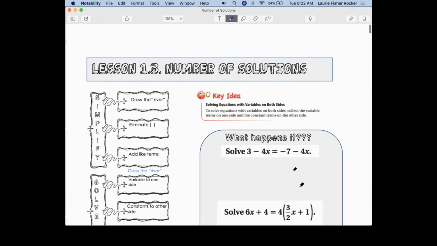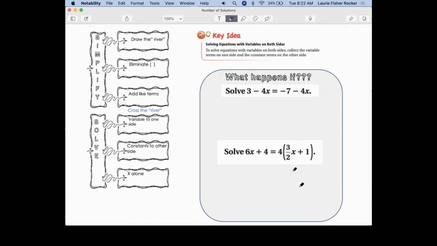Good morning. So today we're going to be tackling one last little detail about 1.3, and that's the number of solutions. Basically, I call this the lesson of what happens if. What happens if, well, let's see what the if is. All right, so let's just go through the steps here. We're going to solve this problem here. Solve 3 minus 4x equals negative 7 minus 4x.